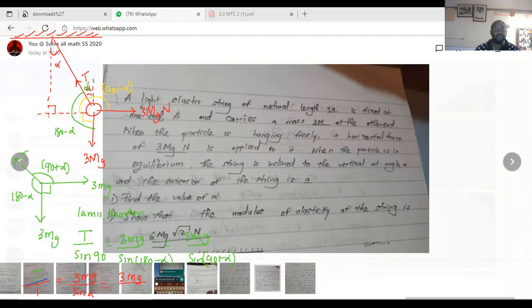Sine of 90 plus alpha, what do you get? Which means people should check on their trig. That is why I've decided to check people here. Your trig is not steady. Kauthara, what is sine of 90 plus alpha?